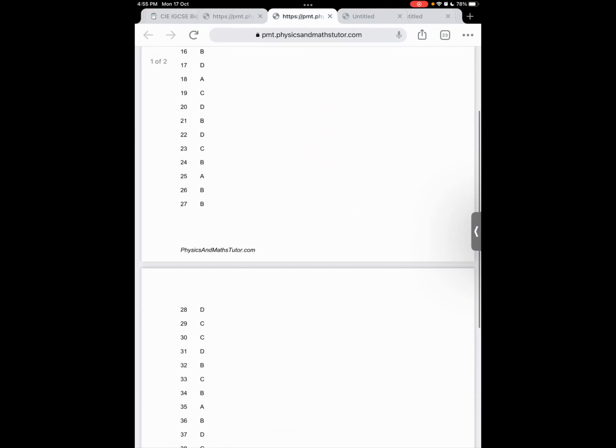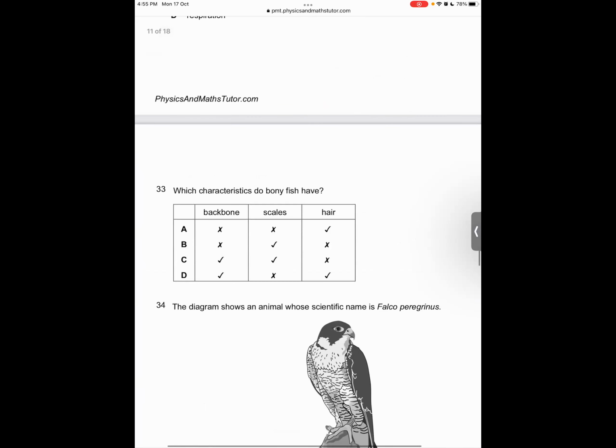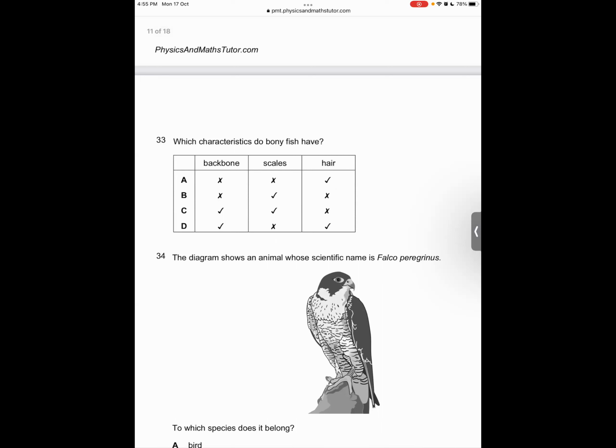Is D correct? What is not a characteristic of all living organisms? B, correct. What characteristics do bony fishes have? Miss, they do have a backbone. They do have scales. They don't have hair. It's going to be C.